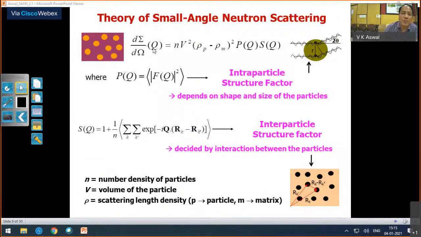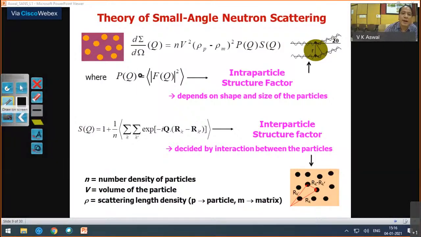Okay, so what you measure in a small angle scattering experiment is a scattering intensity. This is the intensity normalized to a unit of cross section, the differential scattering cross section per unit volume. So you have these kinds of terms. Typically this expression is for a system where particles such as nanoparticles or macromolecules are dispersed in a medium.